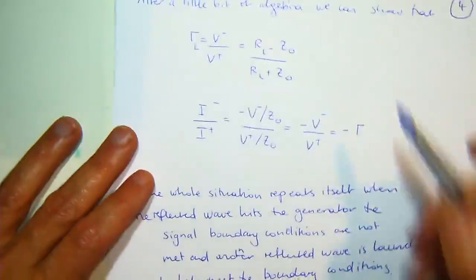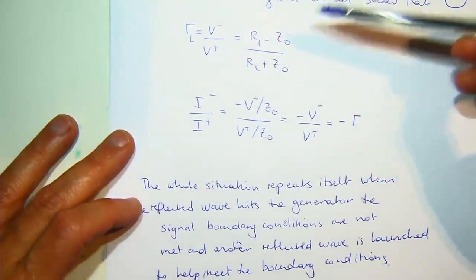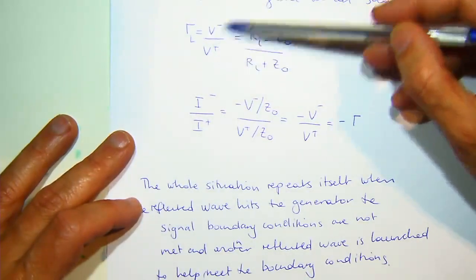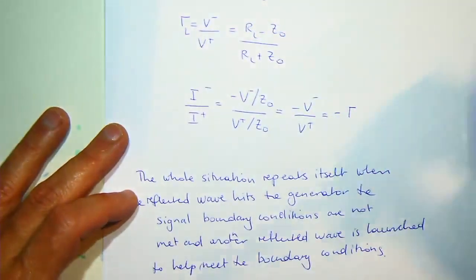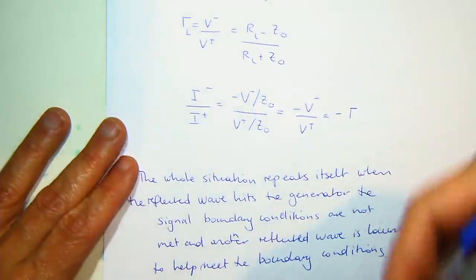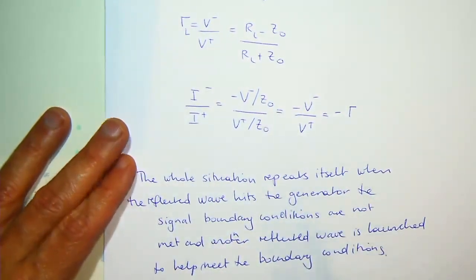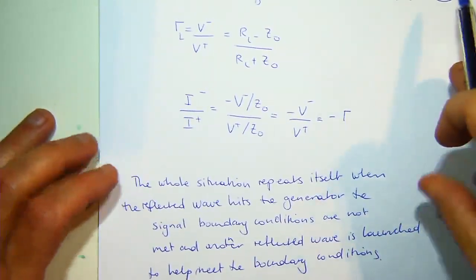We are now able to work out what the reflection coefficient is. That tells us the magnitude and phase of that reflected wave in terms of the load impedance and Z naught. No different to what we did in our steady state analysis. Here I'm just explaining why that happens and what happens at that particular instant when the positive going wave hits that discontinuity.